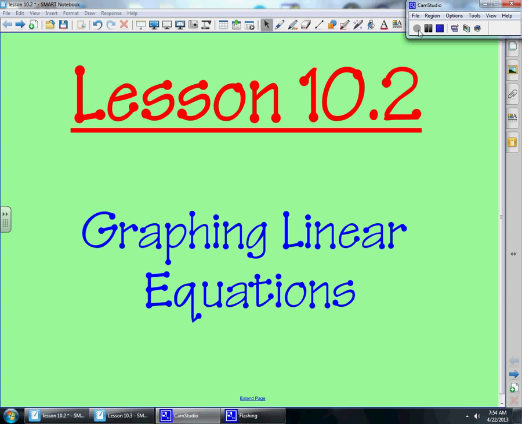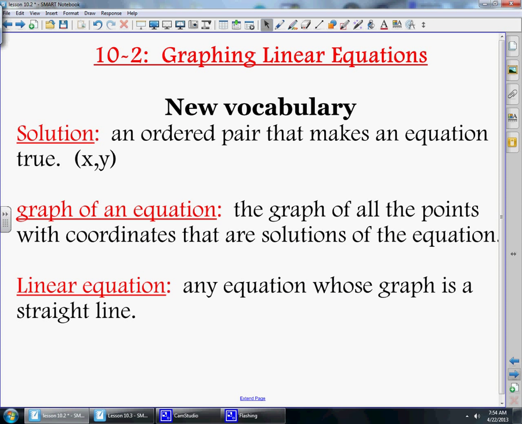This is lesson 10.2 for course 2, graphing linear equations. Please get out your notebook and get ready to take down some notes. And if possible, you will need a piece of graph paper today. All right, the first thing that you need to do is copy down these new vocabulary terms. So you'll want to pause the video and copy these down before going on.